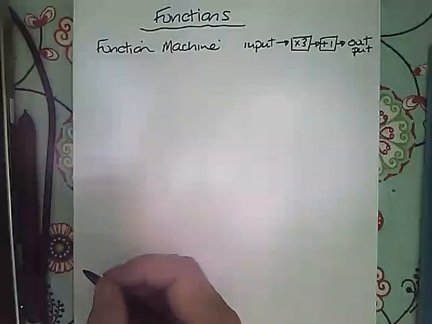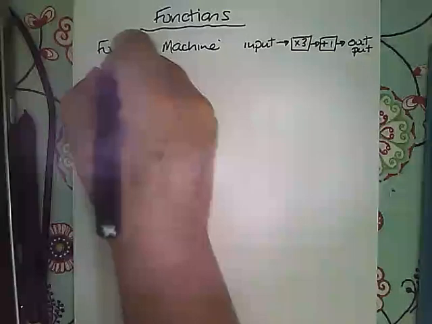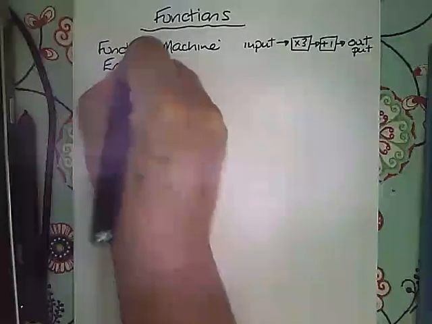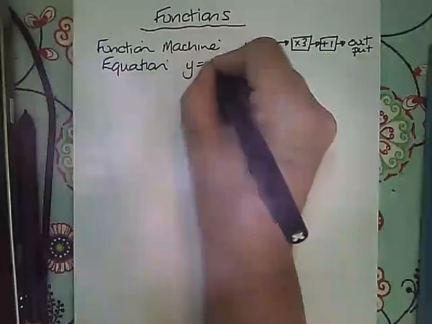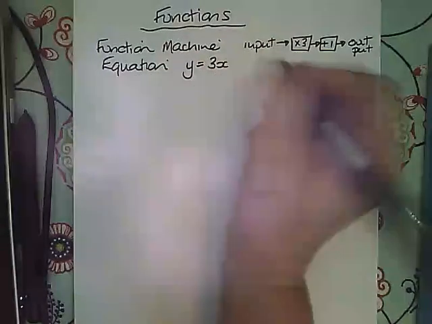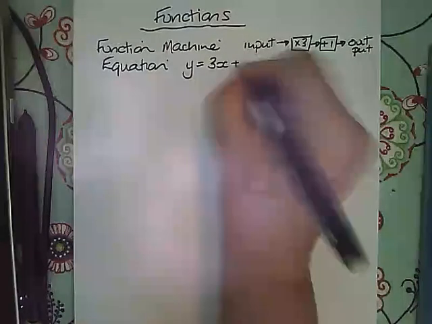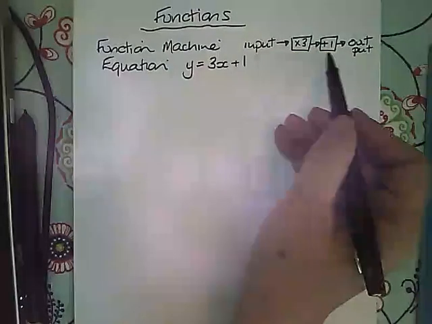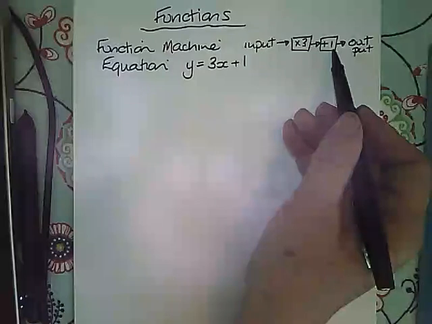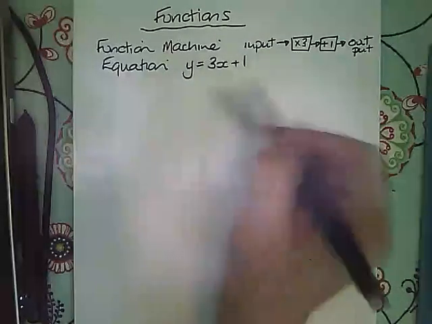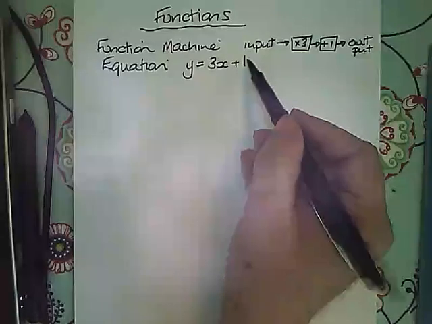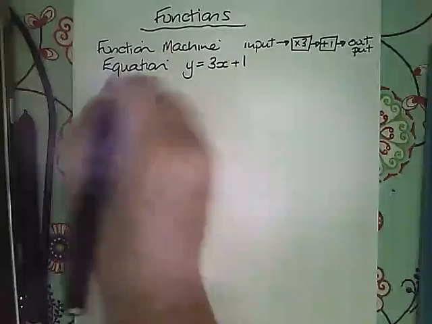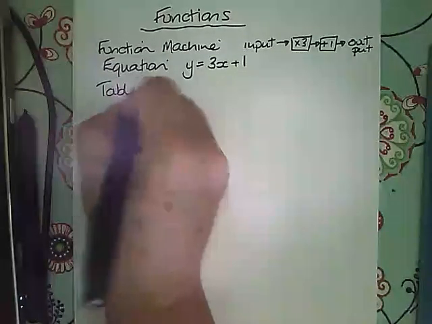We have got equations, and again, if you haven't done equations, there is a video about solving equations. An equation looks like this. It's got an equal sign in it, and it doesn't always have to have x's and y's, but usually it has x's and y's. And this function machine, timesing by 3 and adding 1, is a different way of writing this equation, 3 times something plus 1.